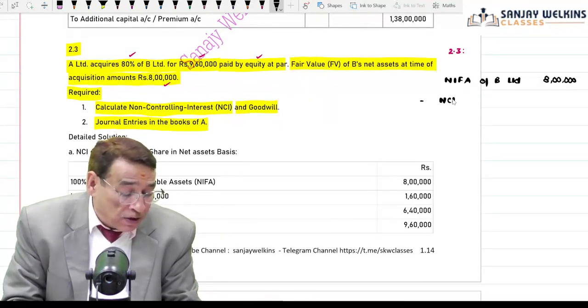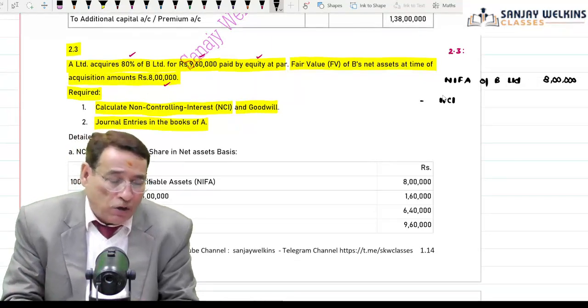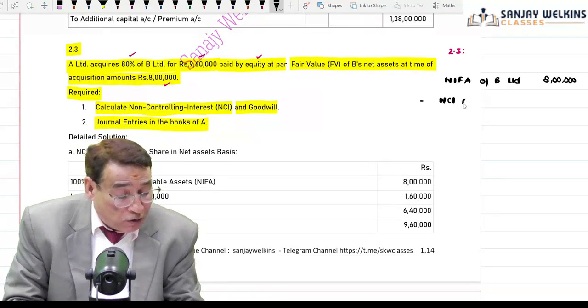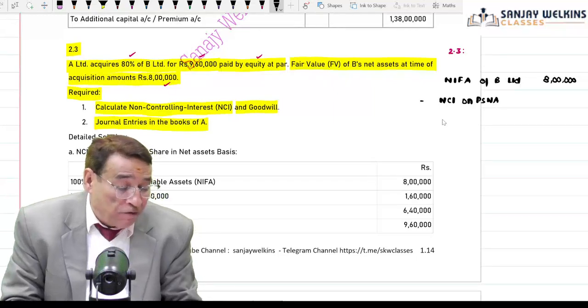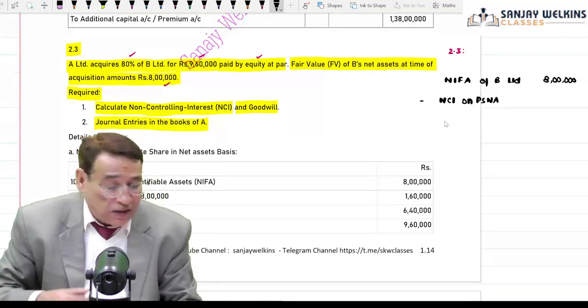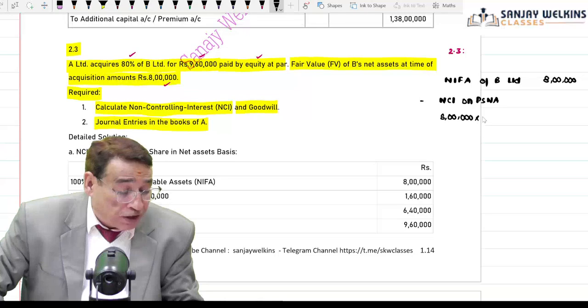Since it is not given in the question whether the NCI needs to be computed at fair value or on PSNA approach, I'm going to value NCI on PSNA approach, proportionate share of net asset approach. If I value NCI on PSNA basis, the net asset is equal to 8 lakh. I will have to multiply it with the proportion of the NCI.